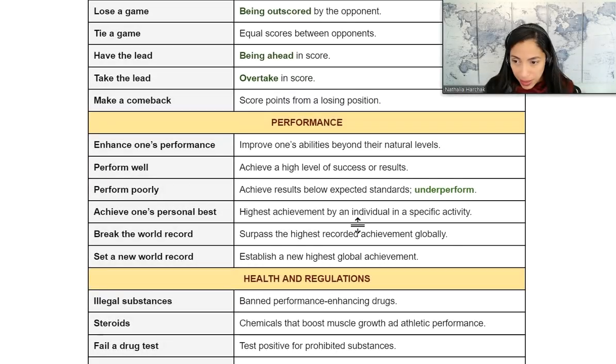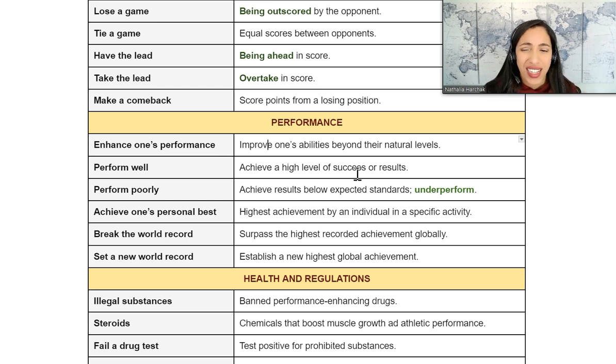Okay? Performance. Enhance your performance. Enhance one's performance. Anytime you see the word one's, it means that you have to substitute this word with the possessive pronoun. For example, enhance my, your, his, her, their performance. Okay, so enhance means to improve. You need to improve your abilities beyond your natural levels, what you already know.